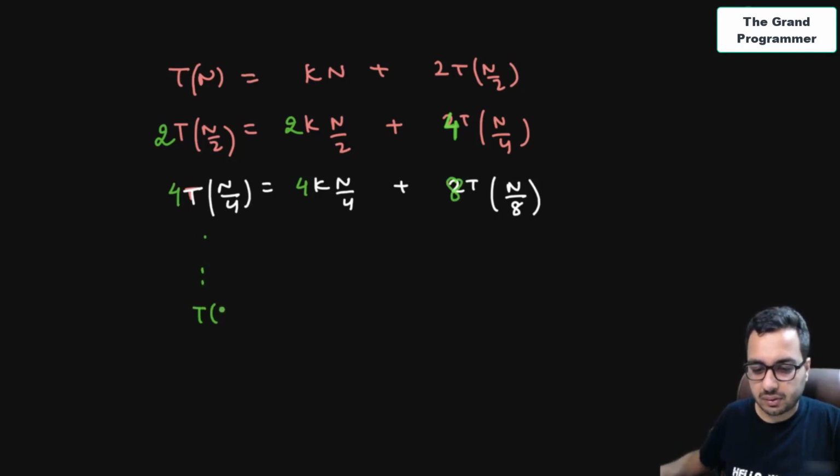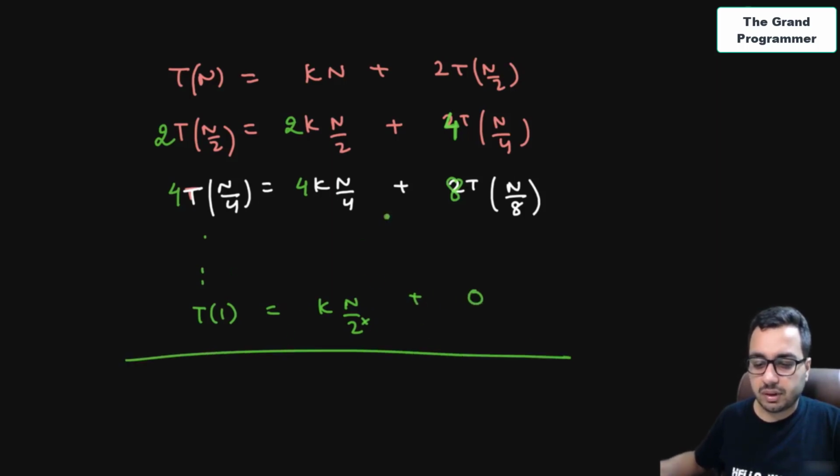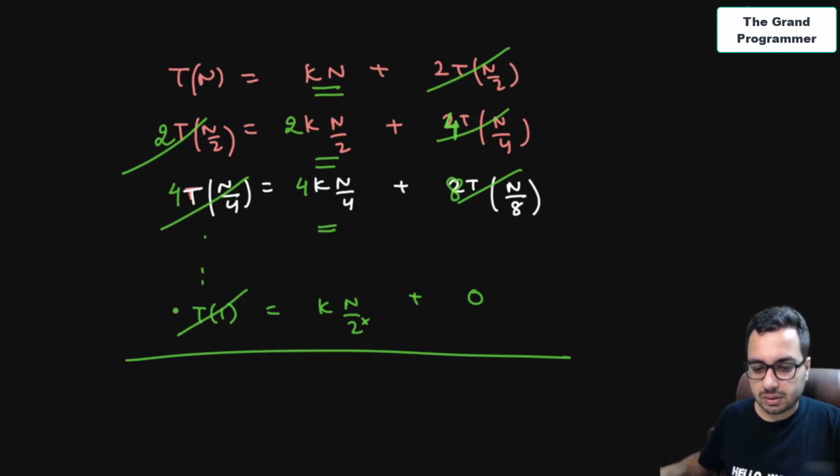We will have something like t of 1 left, that is k of n by 2 raised to the power x, plus 0. So this would effectively become very small, and all of these terms would get cancelled. What we are left with are terms like k of n, k of n, k of n. Effectively you will also multiply with 2 raised to the power x, and this will go off.